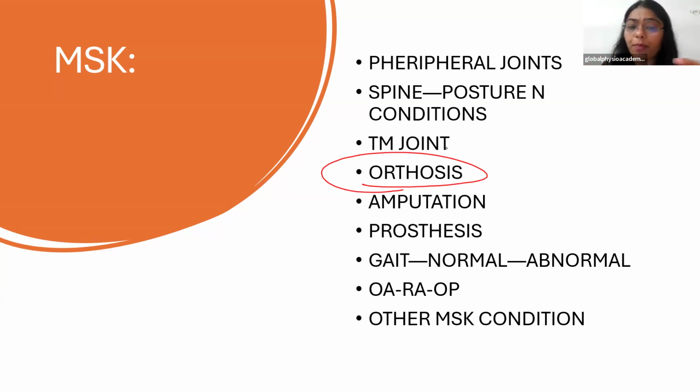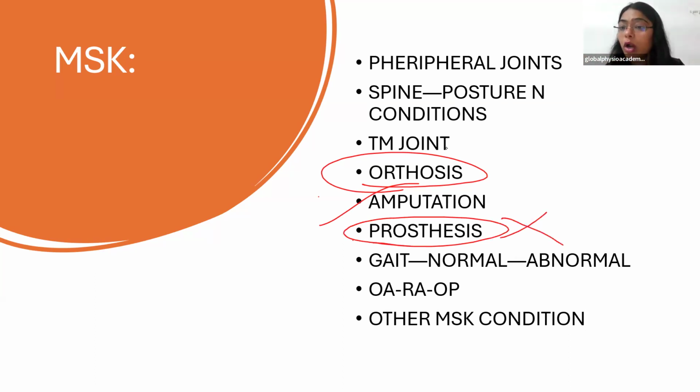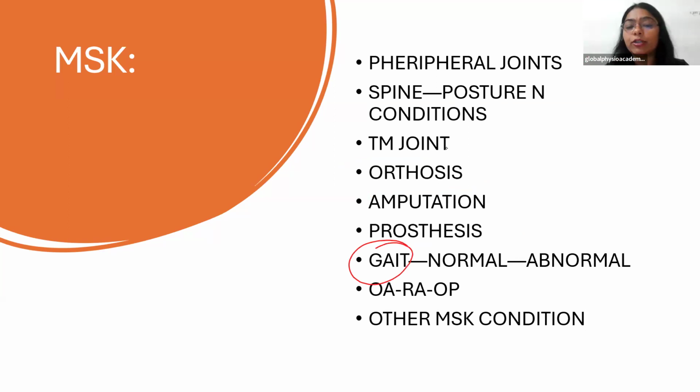So orthosis, and then traumatic conditions like amputation, removal of the body part. In orthosis, the original body part is present and it is supported by the splint. In amputation and prosthesis, the original body part is not present. So your treatment is totally different, with gait training. And then I covered the gait. Actually, I'm not taking gait early. I'm taking the gait later.